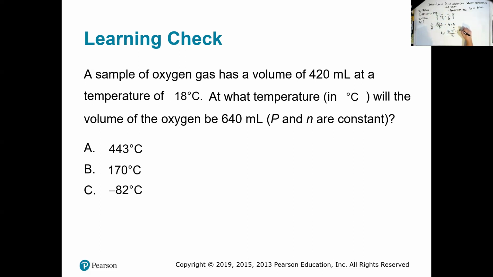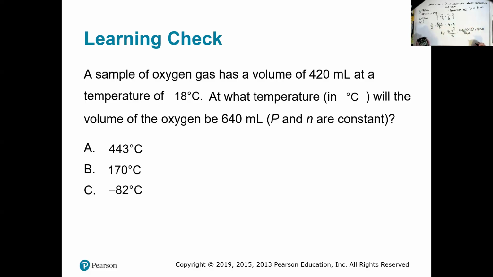V2 is going to be 640 milliliters. T1 is going to be 291 Kelvin divided by V1, which is 420 milliliters. Our milliliters units will cancel out. And we end up with 443 Kelvin as our final temperature.